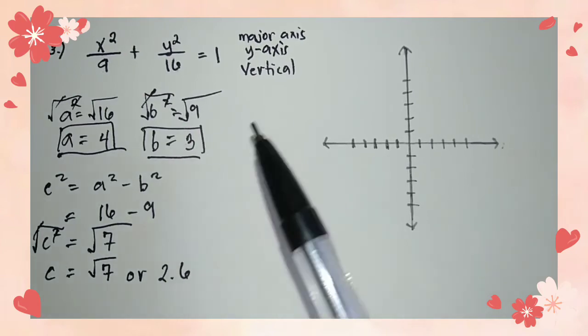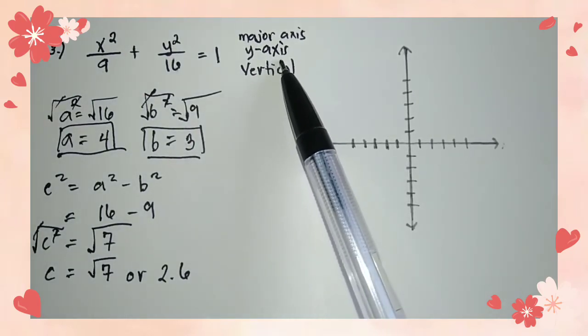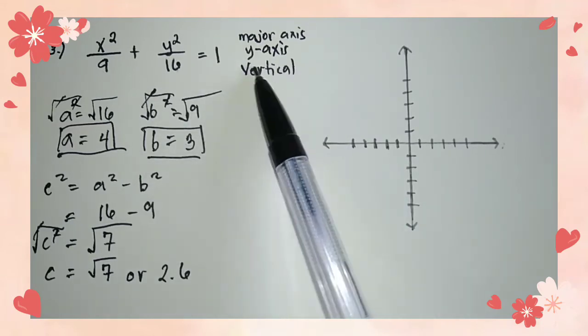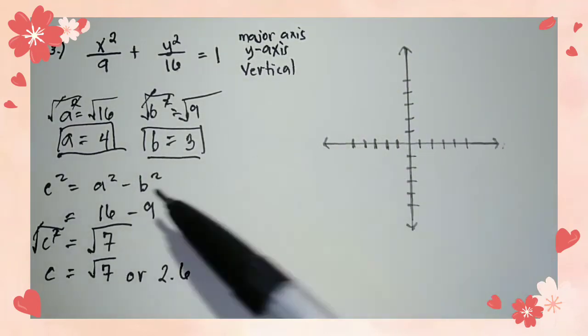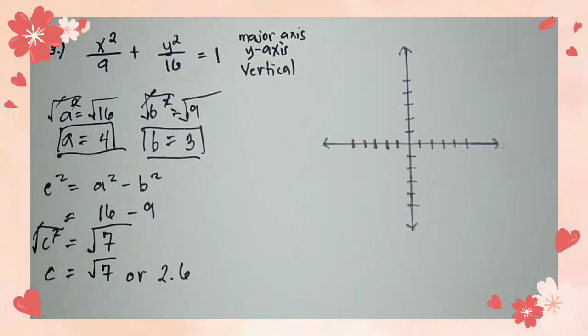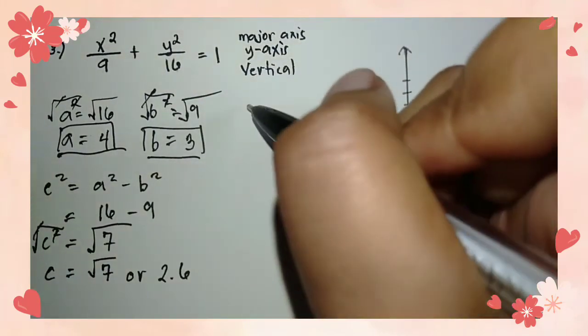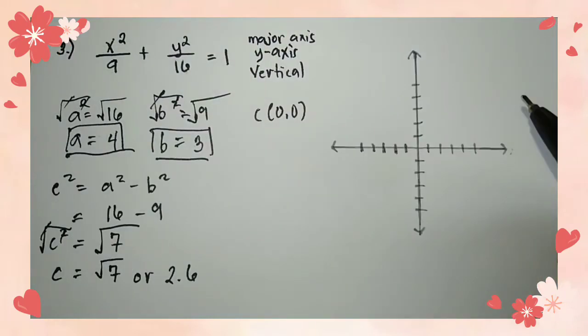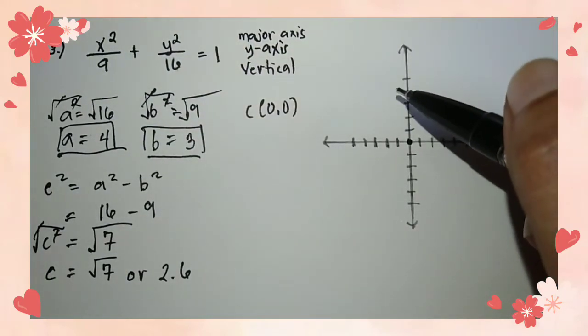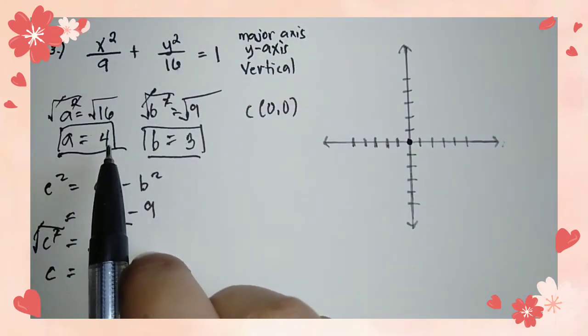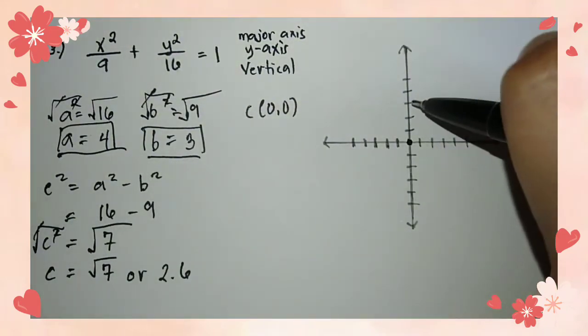Okay? Since ang ating major axis is at the y-axis, meaning to say, ang ating ellipse is vertical, ito, meaning to say, nandito yung ating vertices. So, yung a natin is 4. So, from the origin, remember, ang center natin is always at the origin. So, we have our center here. And then, yung vertices natin is 4 units from the center. So, we have 1, 2, 3, 4.